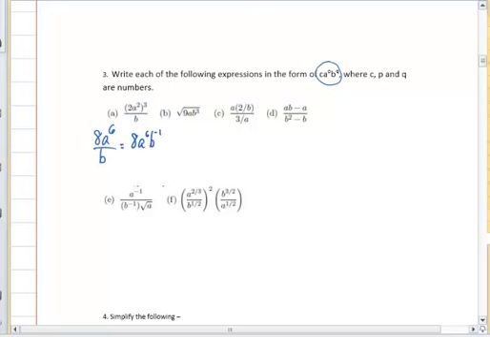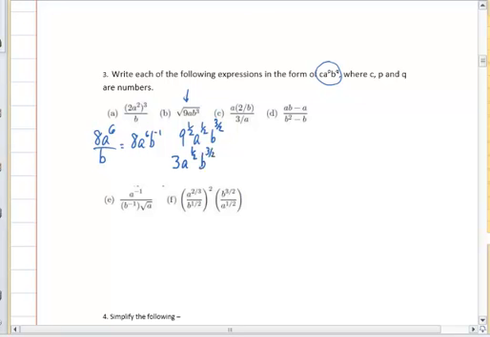The next one, a square root, is a half power. So you're going to have basically 9 to the half power, a to the half power, and b to the 3/2 power. So the only thing I really have to do to simplify this is rewrite it as 3a to the 1/2, b to the 3/2.